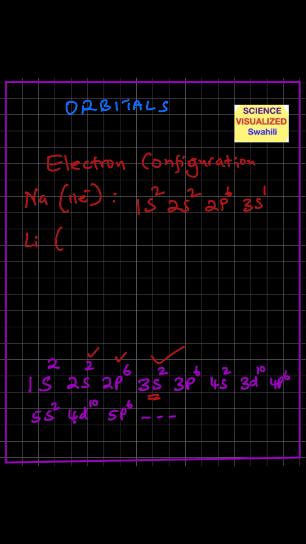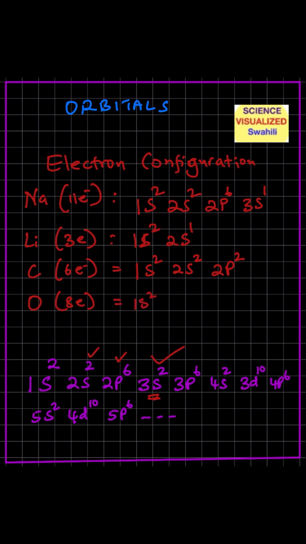Lithium has 3 electrons, and therefore the electronic configuration will be 1s2. Then we're left with 1. Then the next one now will be 2s1, and you stop there. Carbon has 6 electrons, and therefore the electronic configuration will be 1s2. We're left with 4, 2s2. We're left with 2, 2p2. Oxygen has 8 electrons, and therefore the electronic configuration will be 1s2, 2s2. That's a total of 4. We're left with 4, and that will be 2p4.